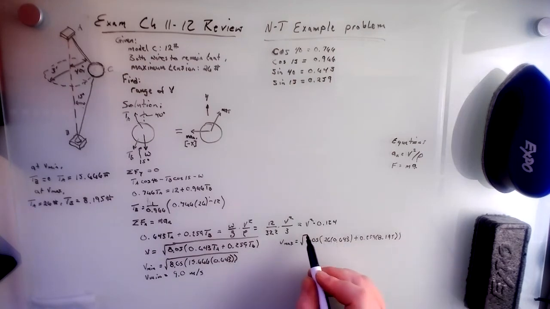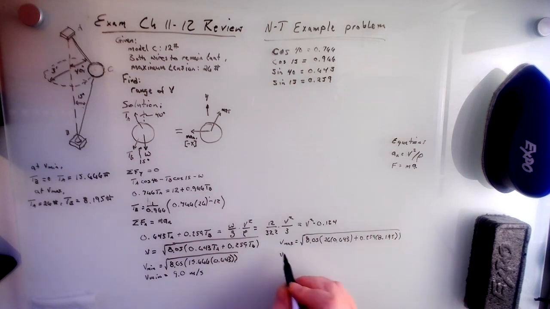One more here. And V max is, let's see, 12 point, that says 315, so I have to say 12.3 meters per second.